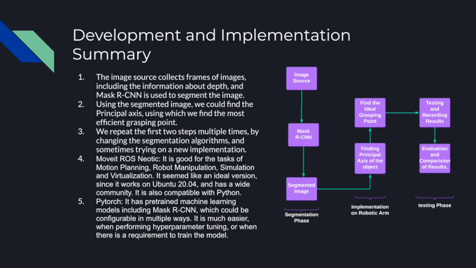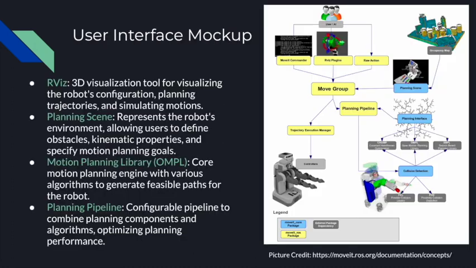And finally, PyTorch. It has pre-trained machine learning models, including MaskRCNN, which could be configurable in multiple ways. It is much easier when performing hyperparameter tuning or when there is a requirement to train the model.